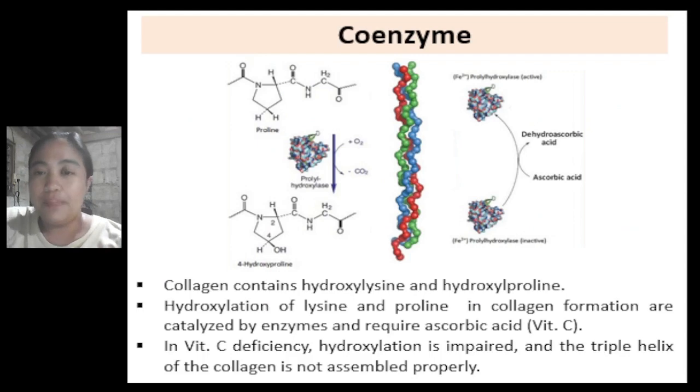So we have a situation here. Our collagen is a major structural material in our skin, in our blood vessels, in our tendons, ligaments, and this collagen contains hydroxylysine and hydroxyproline. The hydroxylation of these amino acids in collagen formation is catalyzed by an enzyme, and this requires ascorbic acid. So that enzyme, the apoenzyme, needs vitamin C, ascorbic acid, for it to catalyze the hydroxylation of this lysine and proline.